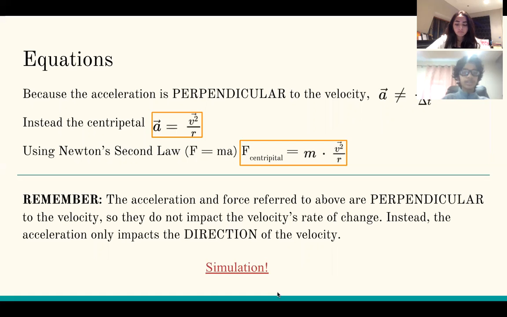Then we can use Newton's second law, which is F equals ma, to find that the centripetal force is mv squared over r. An important note here is that the acceleration and force referred to above are perpendicular, so they do not impact the velocity's rate of change. Instead, they just change the direction.